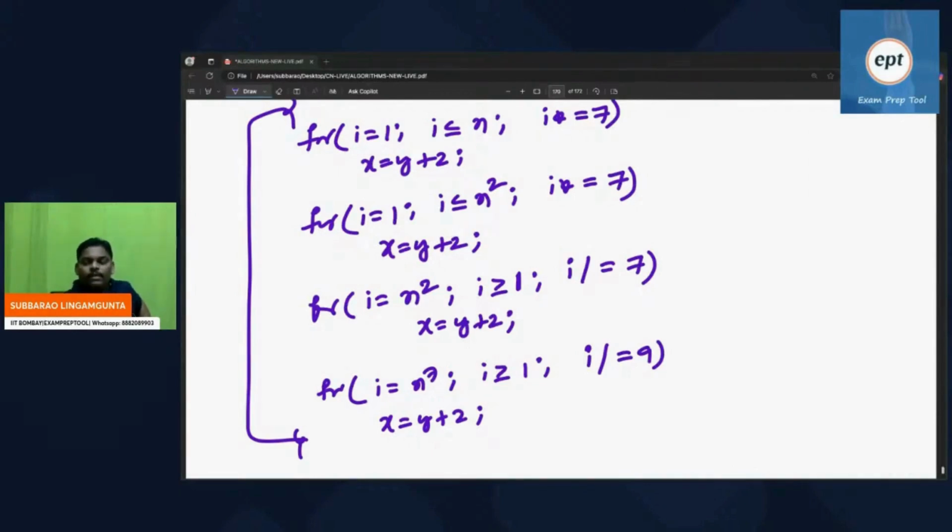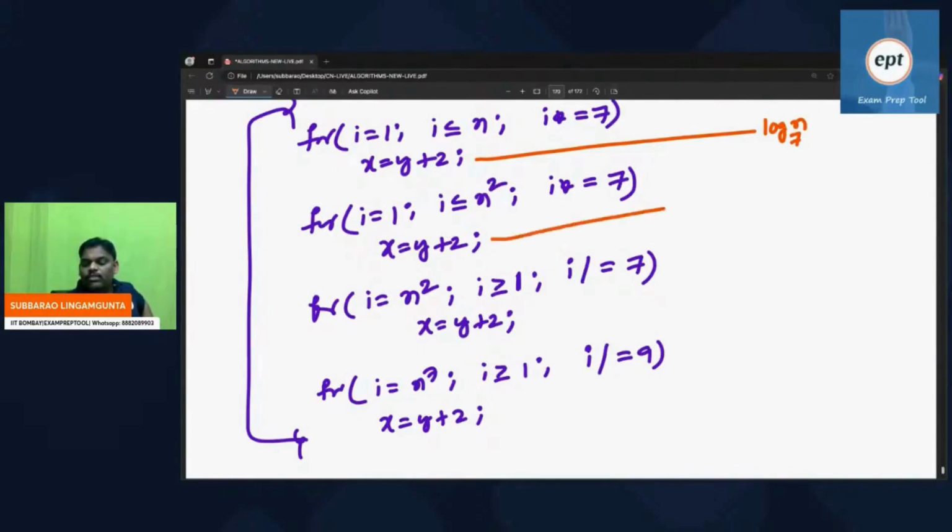Can I give the answer? Let me try. Most probably your answer is right. See, first statement order of magnitude. Check properly, always multiplying by 7. Log n base 7.